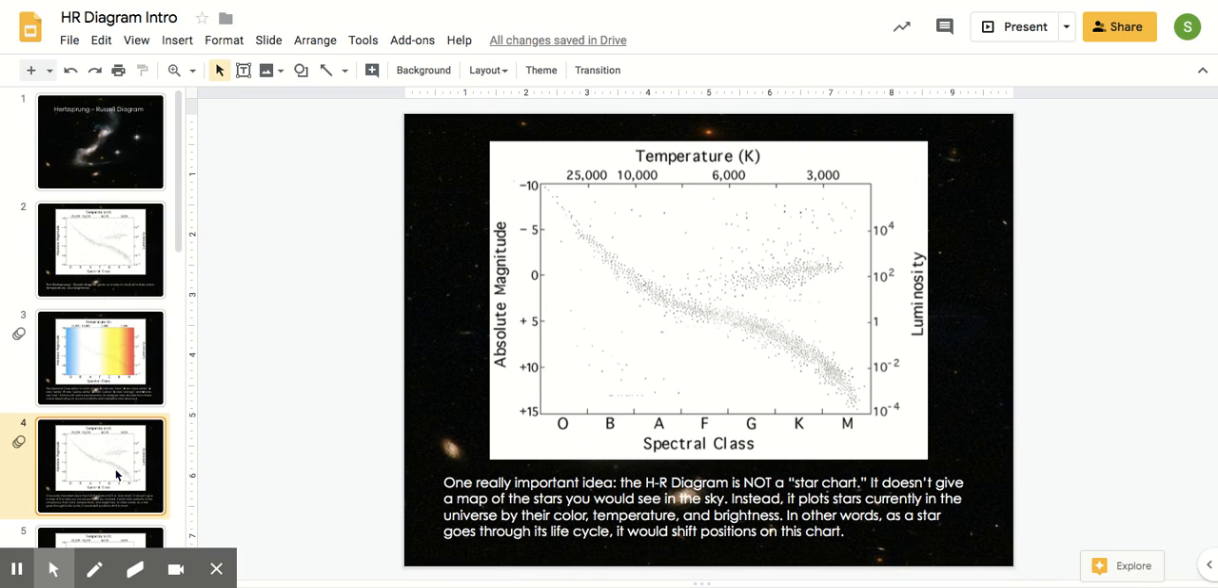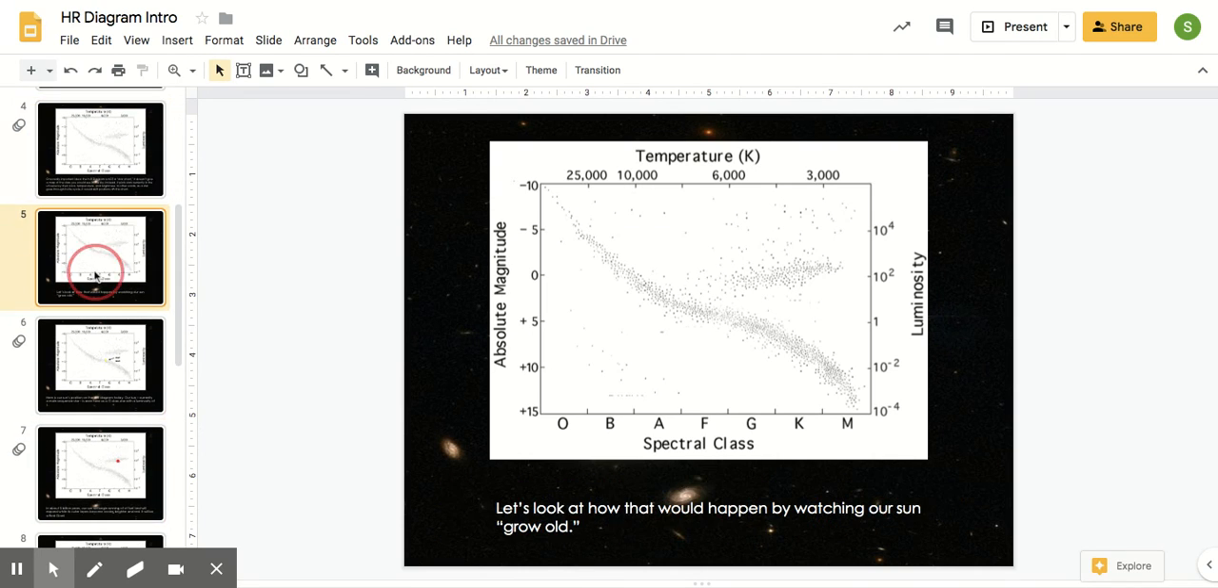One important thing to keep in mind about an HR diagram is that it is not a star chart. It does not have any relationship with where stars are found in the night sky. It is just basically a comparison tool to see how stars compare to each other and to look at their characteristics.